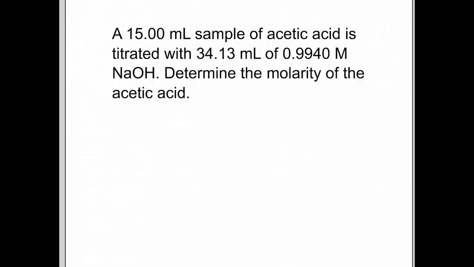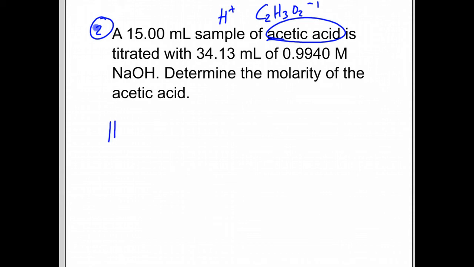Okay, tonight's homework was problems 2, 4, and 7. So let's just draw this out here real quick. We've got a 15 milliliter sample of acetic acid, this is problem number 2. If you look up acetic, remember I ate something icky. That's the acetate ion, which is C2H3O2 with a -1 charge. And since it's an acid, it's combined with an H. So that's HC2H3O2.